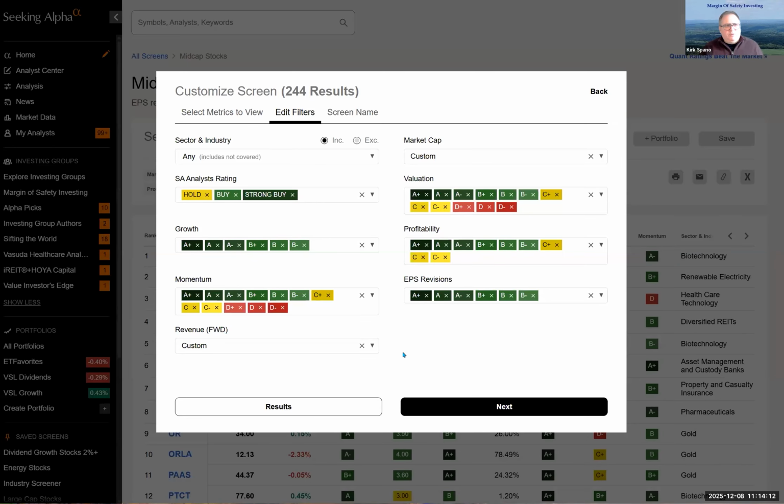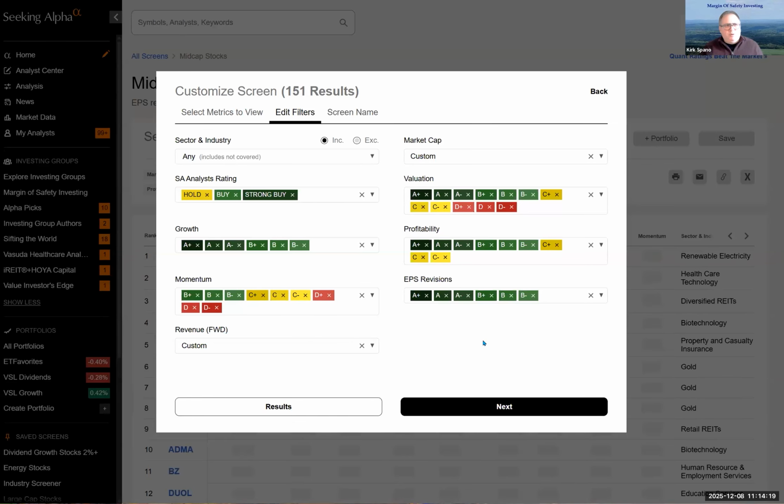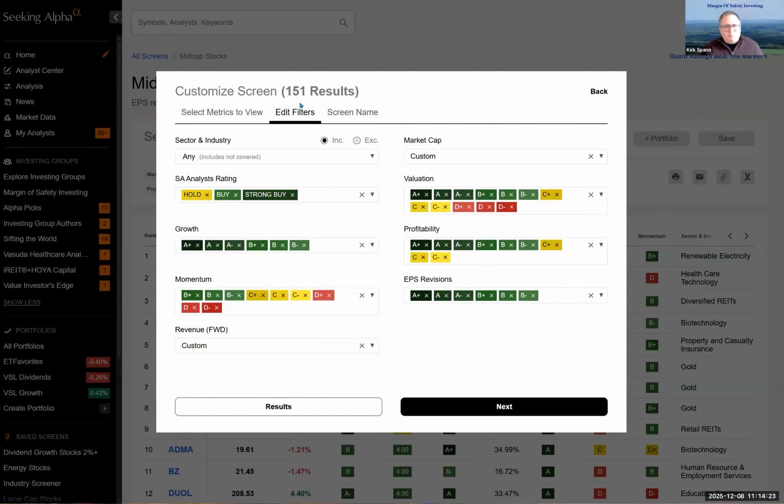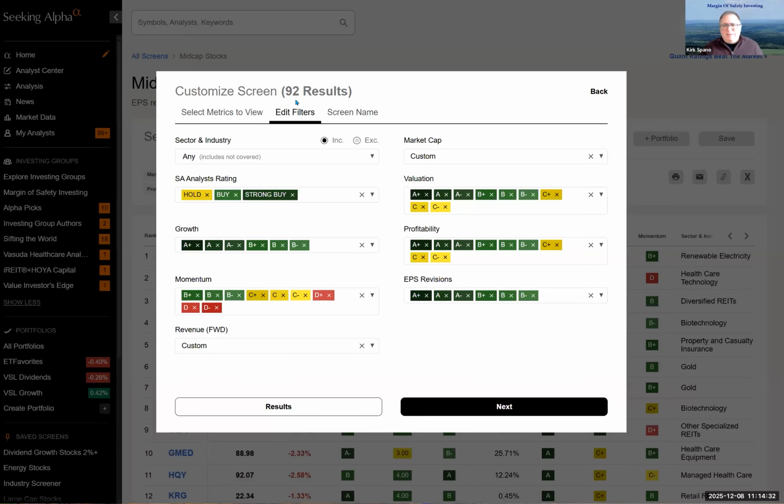All of a sudden, we're down to 244. And we can take out the A's for momentum because they're probably already priced pretty expensively. Now, all of a sudden, we've cut 100 stocks from the list. Valuation. Well, the D's are probably more likely overvalued. Now we're down to 92.